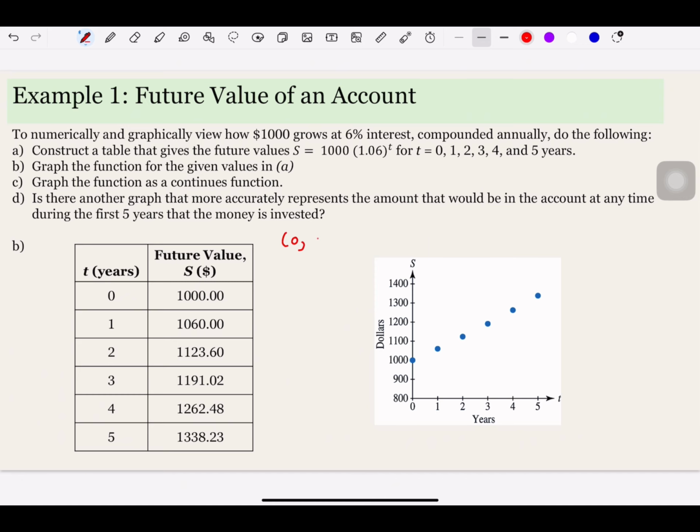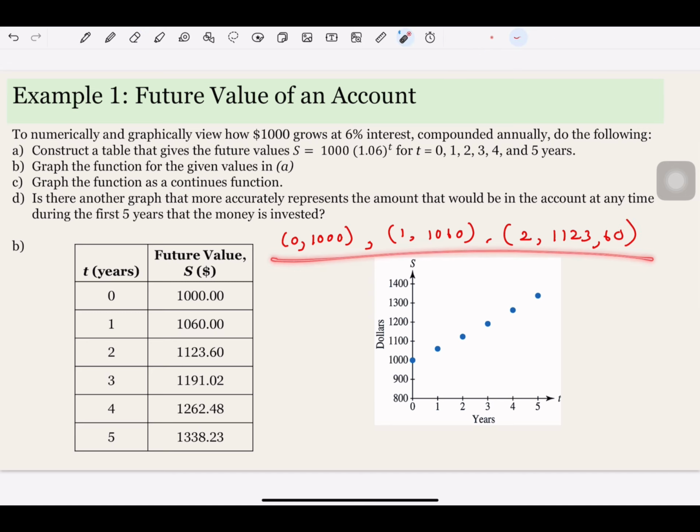The x value is 0 and the corresponding y value is 1,000. This is your first point. The second point is this. The third point is this. Likewise, you will have 3 other points. You take these points and sketch a scatter plot. So this is the scatter plot for the given data in this table.